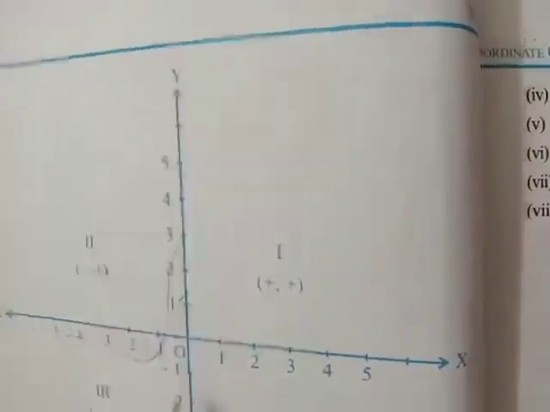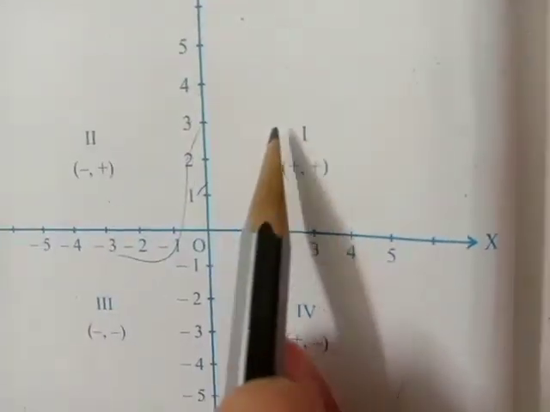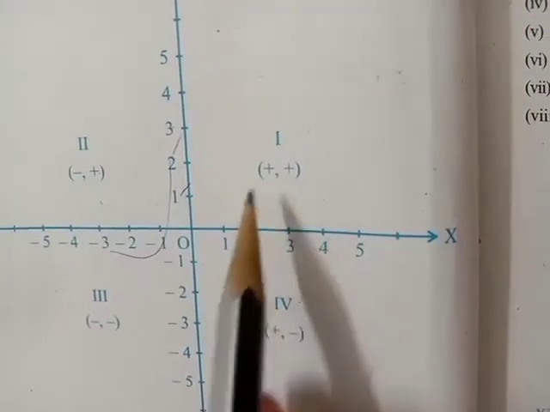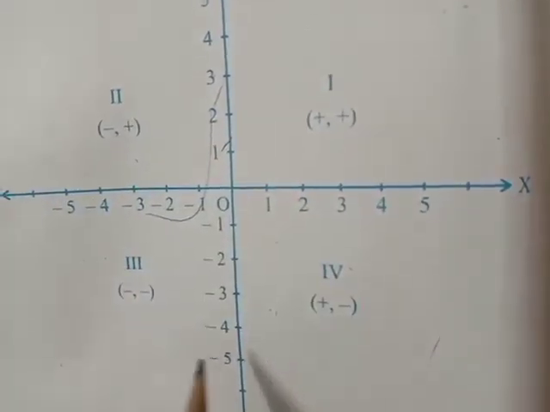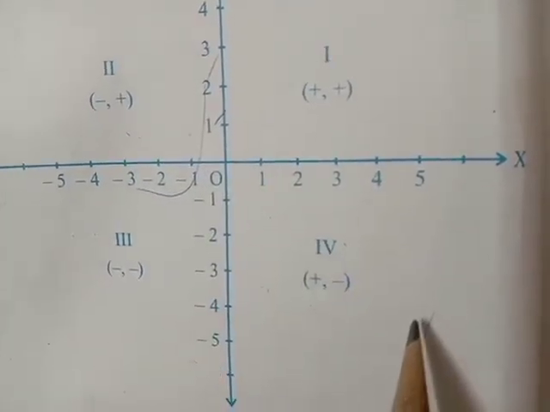Now the second one, what is the name of each part of the plane formed by 2 lines? Now these are the planes formed by these 2 lines. It is called quadrant. If you remember, this is the first quadrant, second quadrant, third quadrant and fourth quadrant. So the answer for the second question is quadrant.